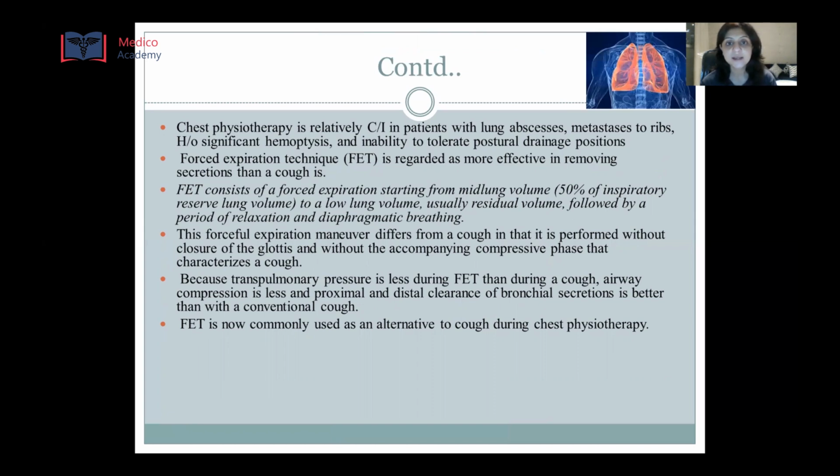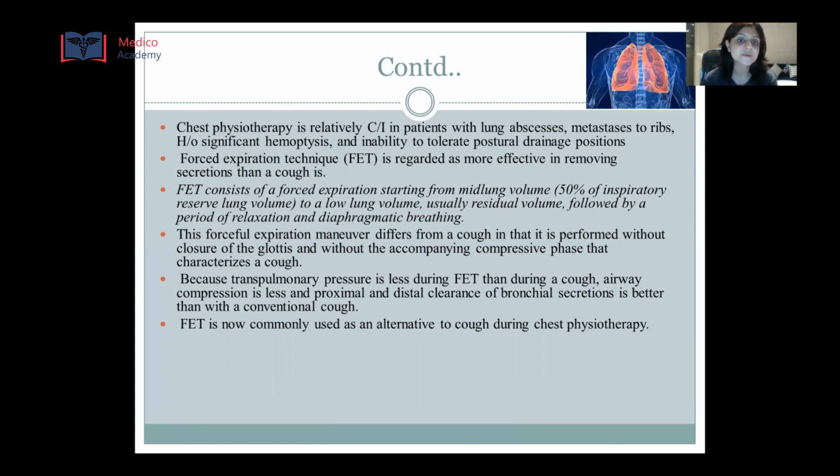Forced expiratory technique is regarded as a more effective technique in removing the secretions than cough. It consists of forced expiration starting from a mid-lung volume to a low lung volume, usually residual volume, followed by a period of relaxation and diaphragmatic breathing.